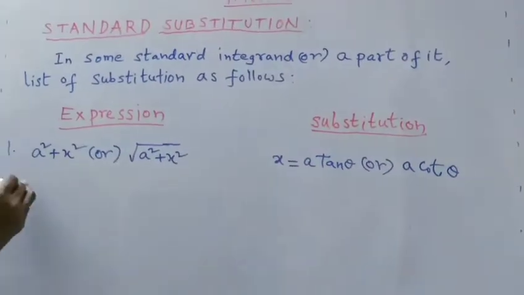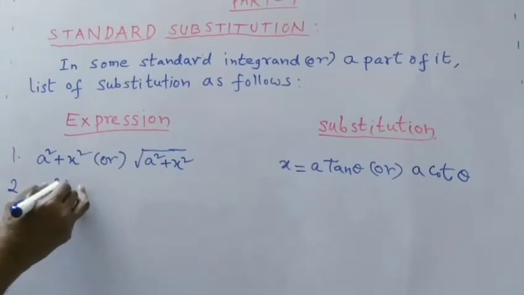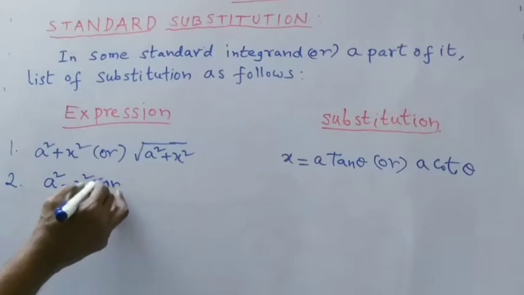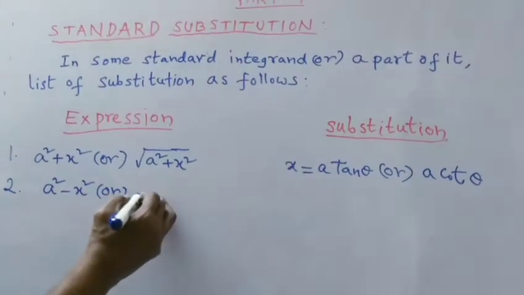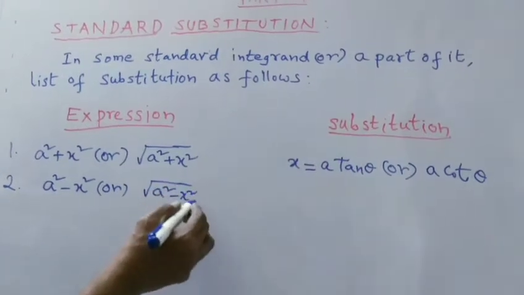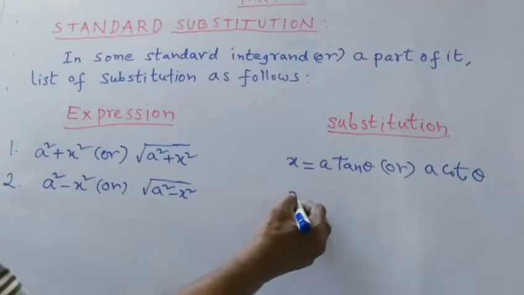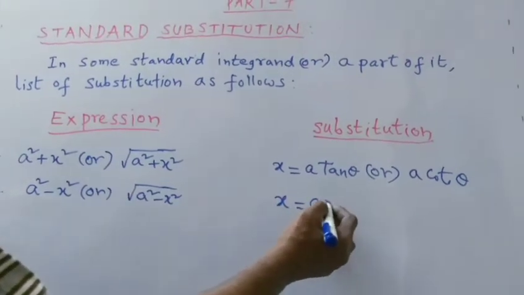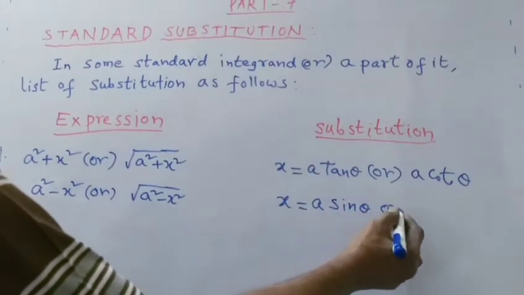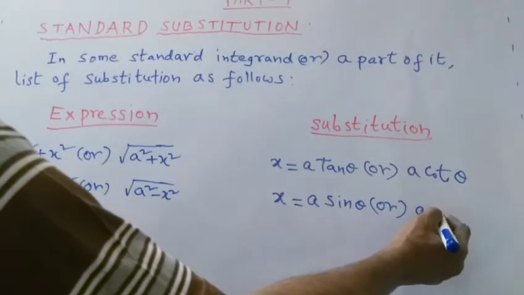Next, second one, a square minus x square or root of a square minus x square. The substitution for this expression is x is equal to a sin theta or a cos theta.